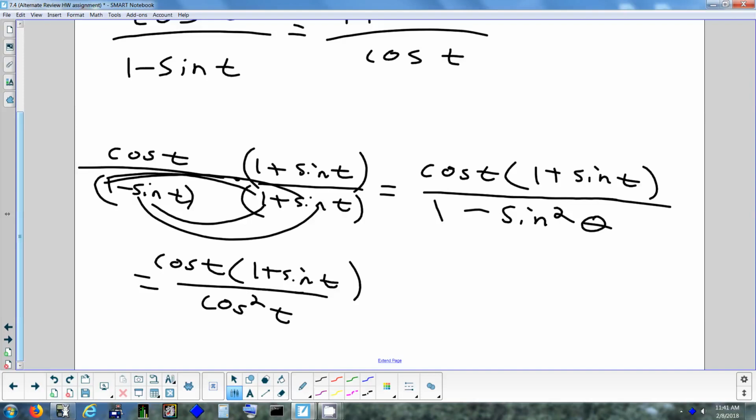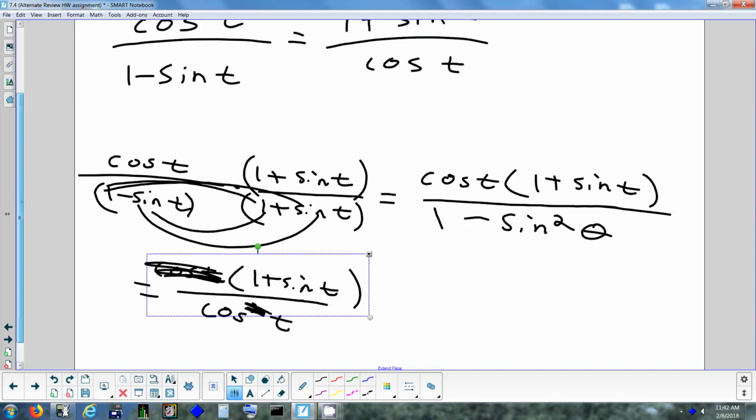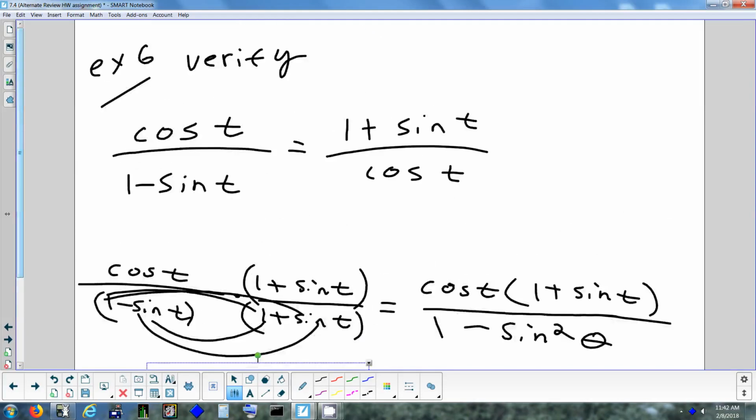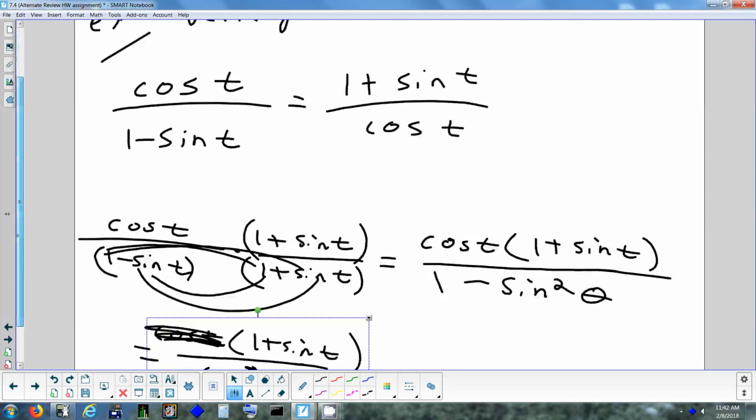What do the top and bottom both have in common now? Cosine. How many? Just 1. There's 2 in the bottom, there's 1 in the top. That means you can cancel 1 from everything. And look what you're left with: 1 plus sine over cosine, 1 plus sine over cosine. That's exactly what we're supposed to get.